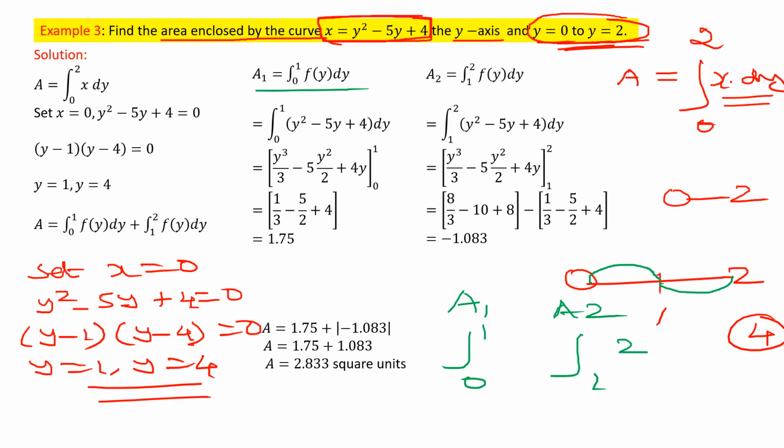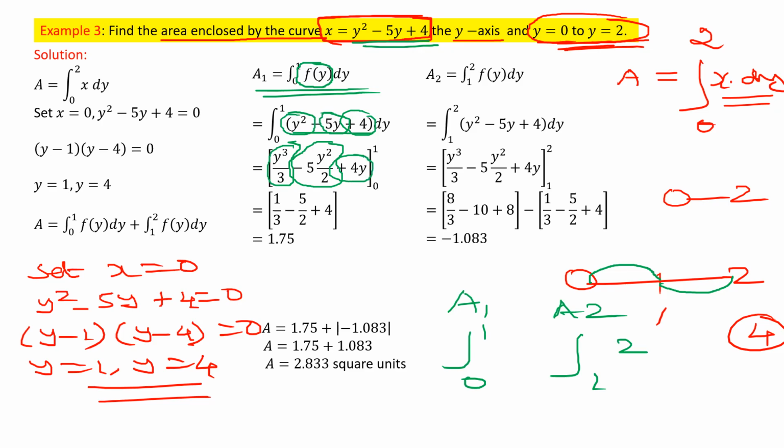So this is my first integration, A1, 0 to 1, f of y dy. What is f of y? Which is nothing but the given function. What is the function? y power 2 minus 5y plus 4. So integration of y power 2 will give you y power 3 by 3. Integration of minus 5y will give you minus 5 y power 2 by 2. Integration of plus 4 will give you plus 4y.